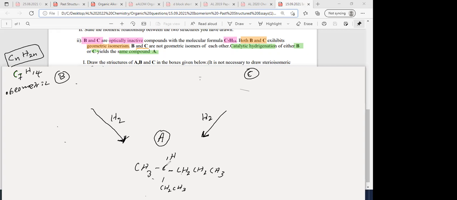Okay. Now how to place the double bond in B and C to make it geometric. From the beginning we discussed the question. If I put the double bond here, I'll put a pink one. Then I get geometric, no? That is one possibility. I'll get the geometric. If I put the double bond here.